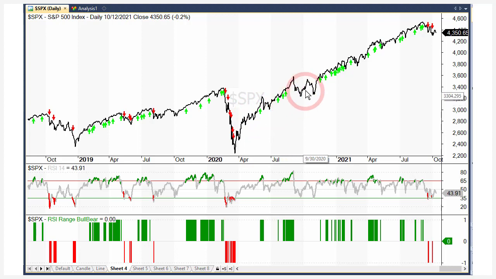But look at all these occurrences when we got above 65, all those green arrows, continuously getting above 65. And now you can see we're not getting above 65 and we're pushing below 35. So we've got some downside momentum taking over right now.